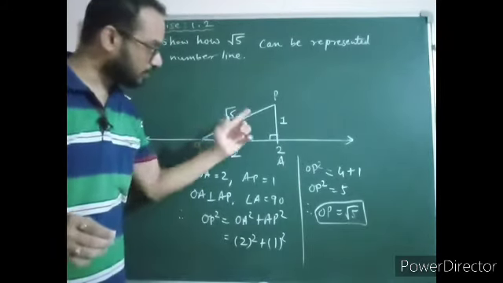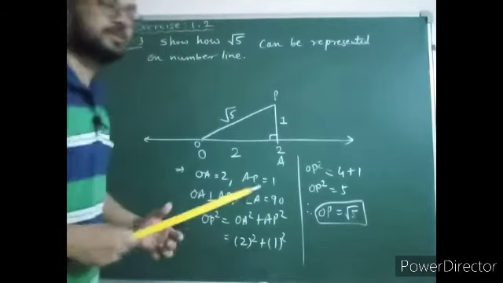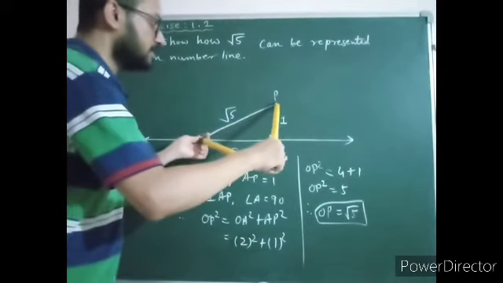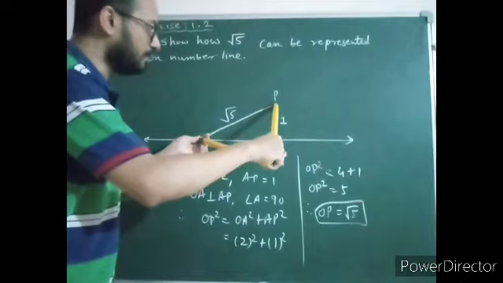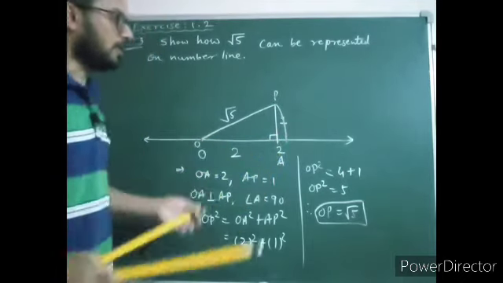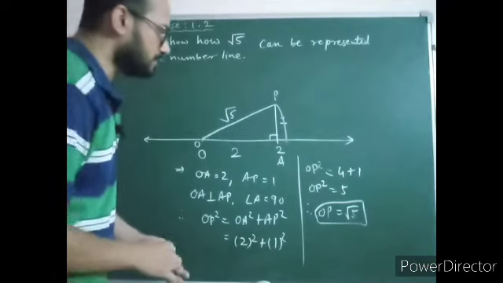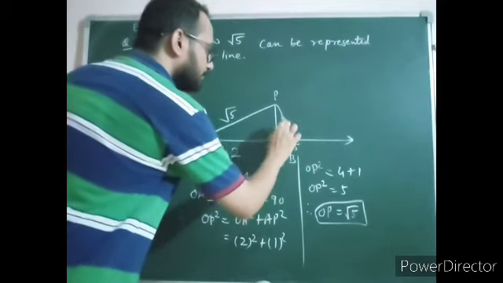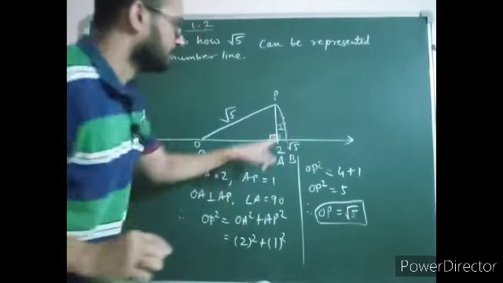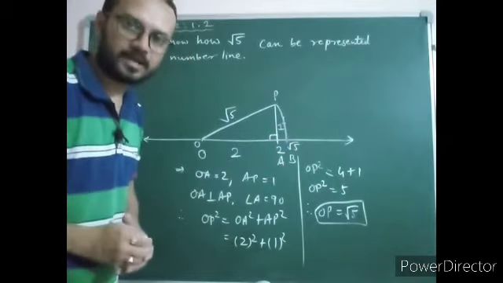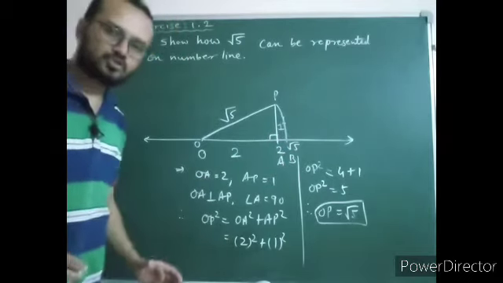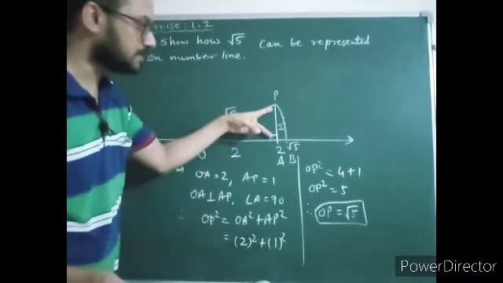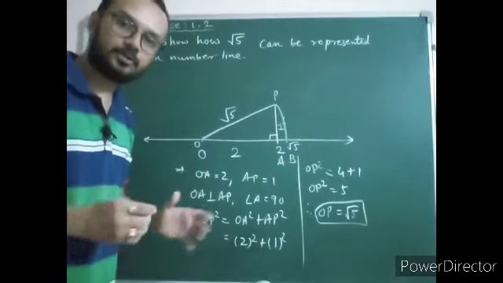Now we want this square root 5 on the number line. So we will use the compass again, taking O as the center and OP as the radius, OP equals root 5, and making an arc on this number line. We get a point B, which indicates root 5. So this point B indicates root 5 on the number line. So this way we can show root 5 on the number line directly, taking this distance 2 units and this distance 1 unit. Root 5 can be obtained directly on the number line.